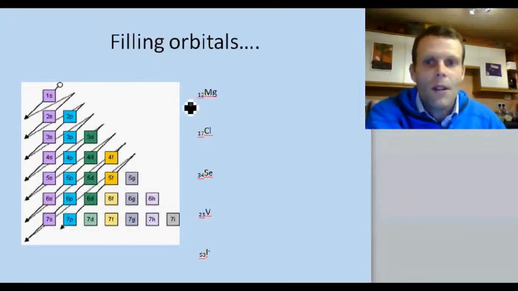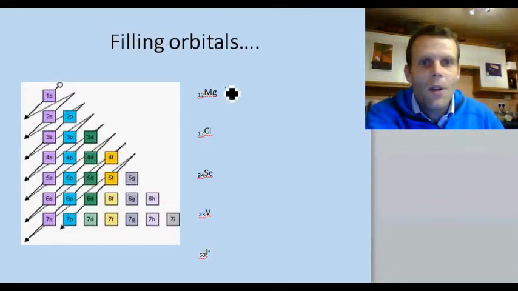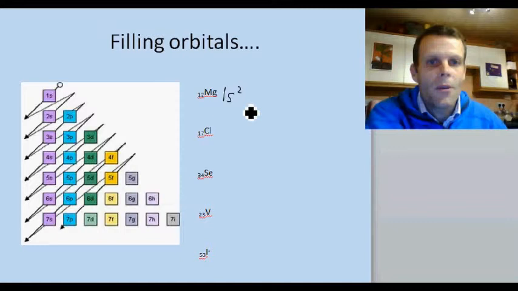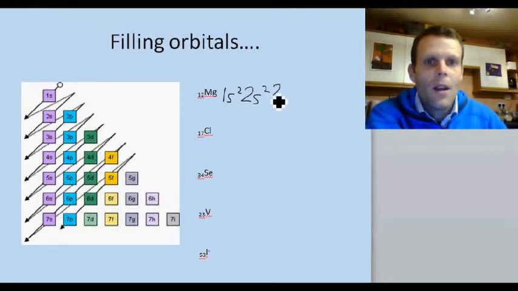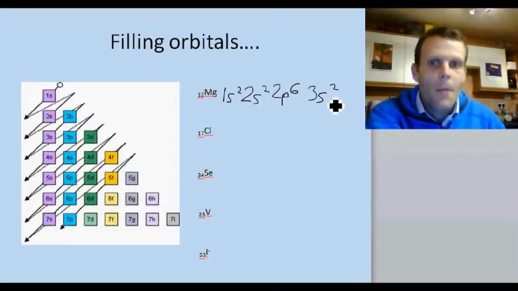So the first thing we're going to do is fill up the 1s, and we said that the s orbital can hold 2 electrons. The next one along, the next highest energy, is my 2s, that can also hold 2. Then my 2p, that's going to take 6. Then my 3s, and that's going to be able to take 2. And together, that makes the 12 that completes magnesium.